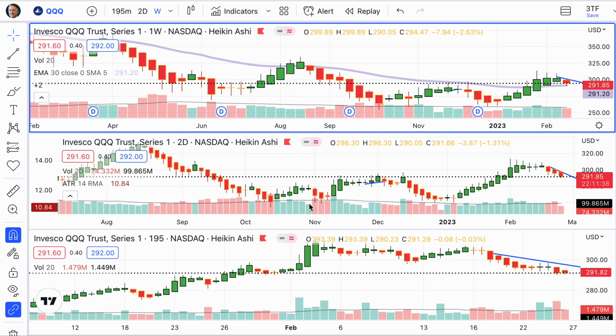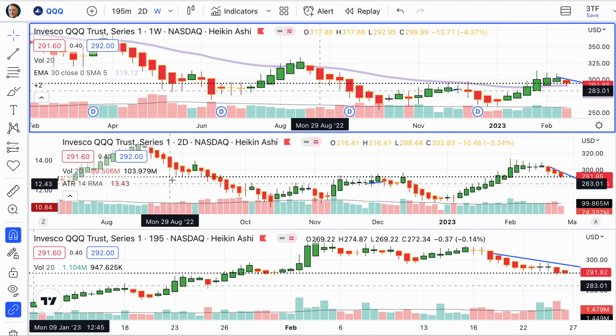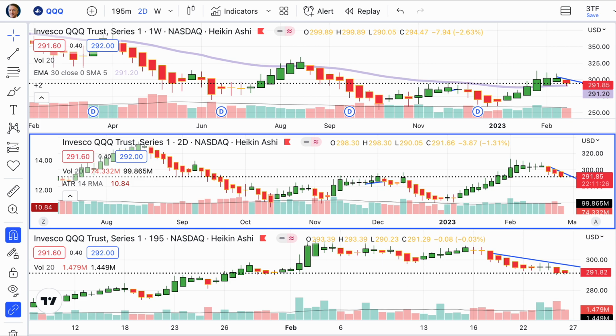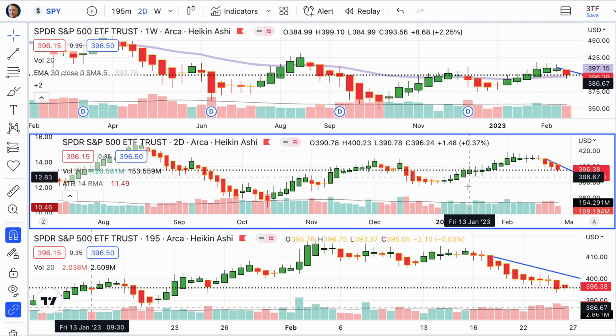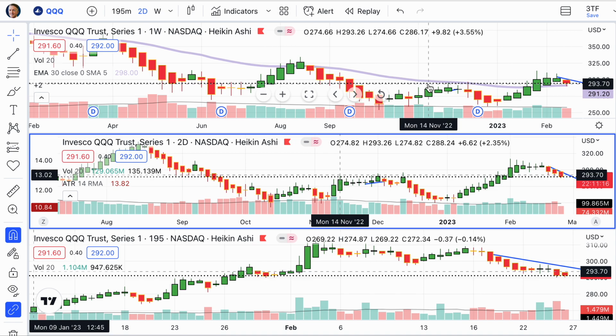Now, what I want you to get used to also: at the bottom, 195-minute chart; middle, 2-day chart; top, weekly chart. And again, we have these synchronized so that when we go from something like the NASDAQ 100 QQQ here to the S&P, it switches in all three time frames. We show you how to set that up also.